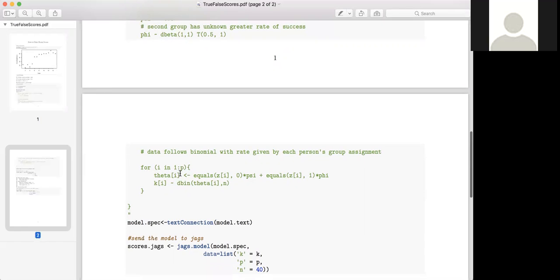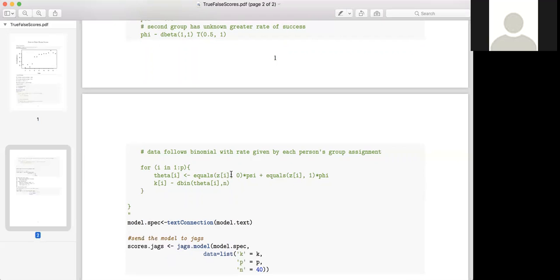And lastly, I noticed, Nick, you guys wrote it out in a loop to check which group each person belongs to. But if you do it in JAX, one useful function to use is equals. Theta i is the success probability for the ith person. So what I did is I'm checking if z_i equals 0. This equals returns 1 if it is 0, and 0 if it is 1.